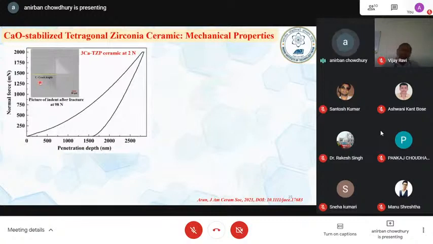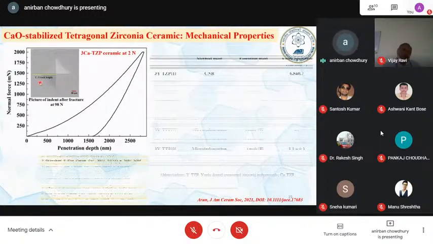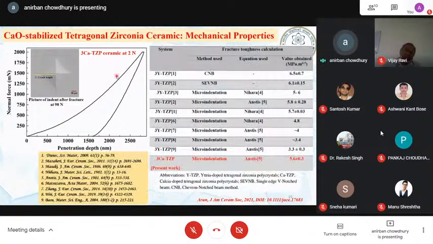Okay, mechanical properties we studied, and the first thing is the fracture toughness. We measured the fracture toughness with microindentation. We found 5.6 MPa root meter for the 3CATZP, as we are calling it, 3 calcia-doped zirconia ceramic, and that is very much similar, if not better, than previous reports. The reports are listed here for the last 40 years.